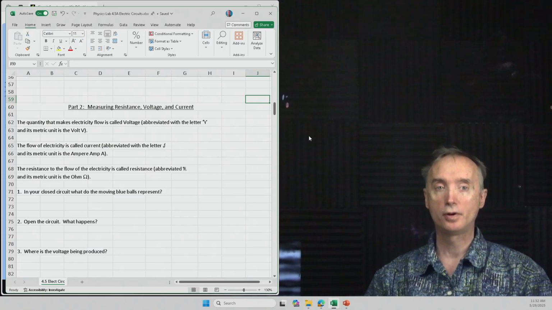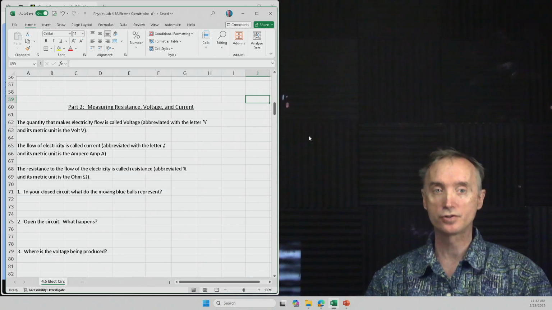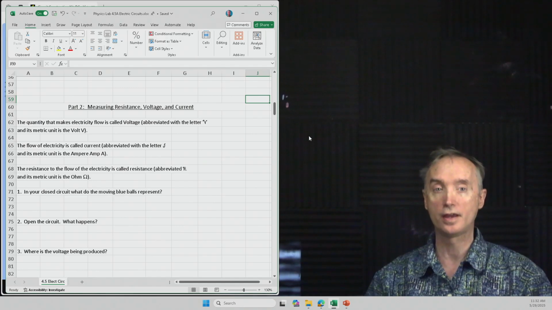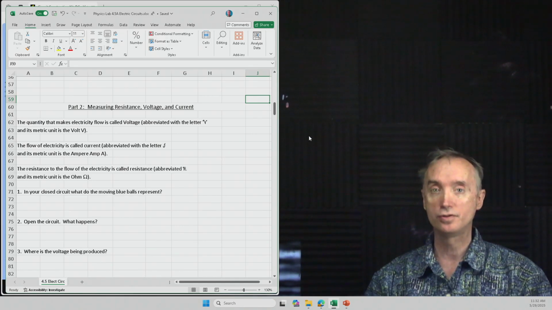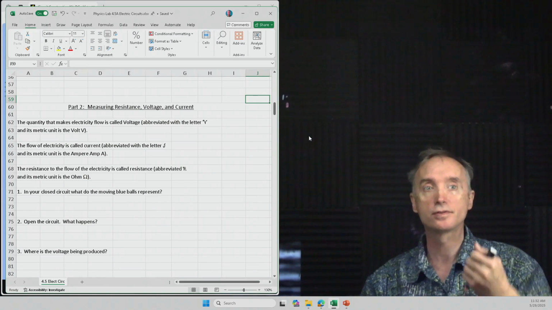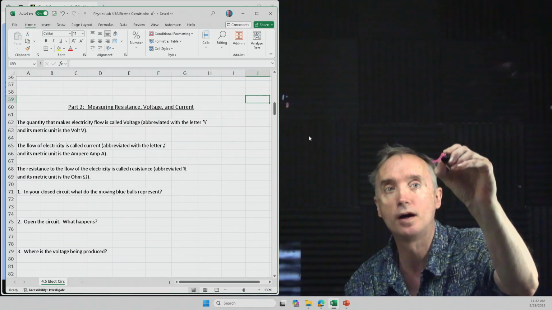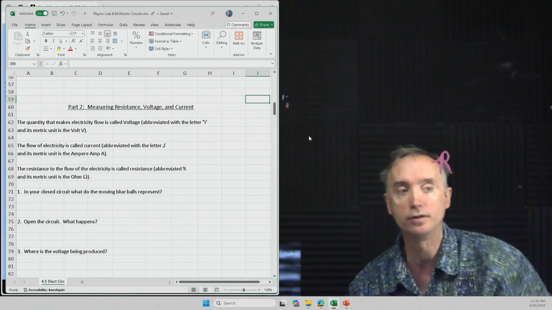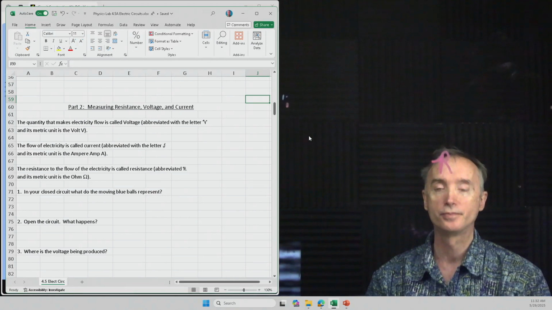Back, and now we're going to do part 2 of the lab, which is measuring the resistance, the voltage, and the current of a circuit. So we need to define what we mean by that. Resistance is going to be given by a cursive R. So that's my cursive R.